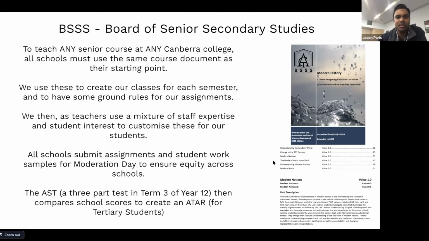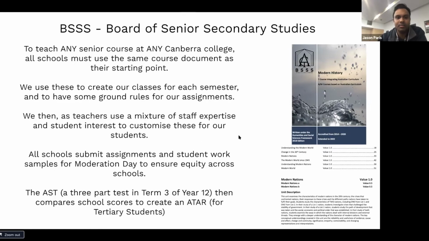And so teachers then use a mixture of staff expertise and student interest to customize these for the people that sit in our respective classes. All schools submit assignments and student work samples for moderation day to ensure that an assignment at school A is comparable to an assignment at school B. And the AST is a 3-part test in term 3 of year 12. That basically allows schools to have a comparison yardstick so that it uses the school scores plus the AST to come up with your final ATAR, only for students who are tertiary. So that's for any school.